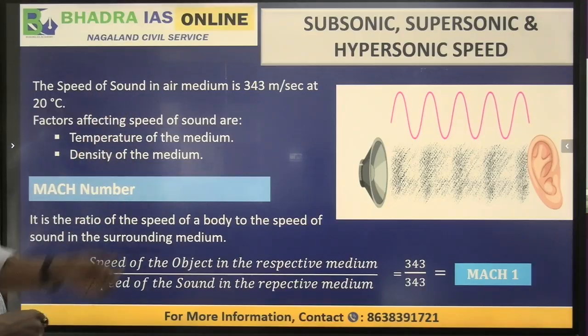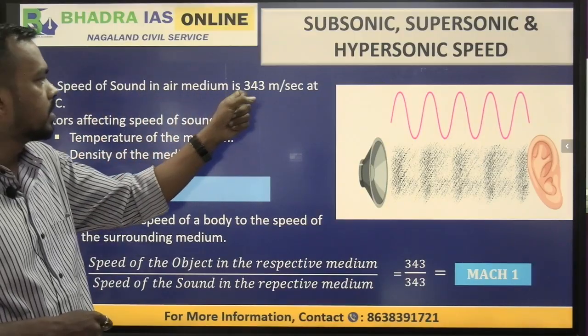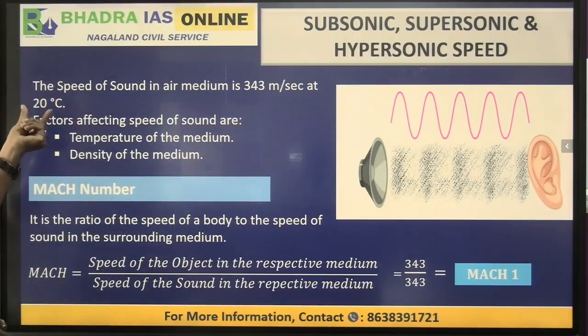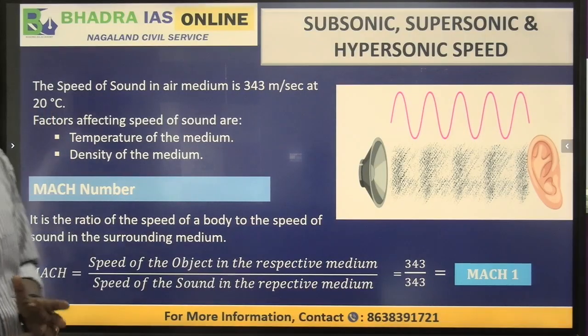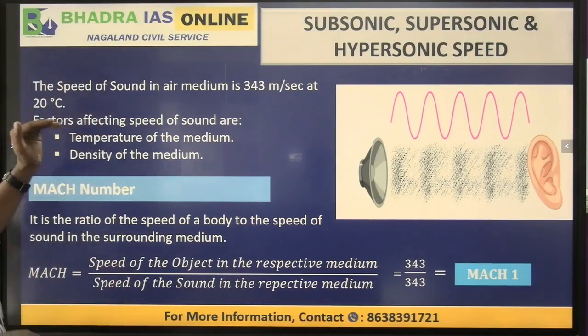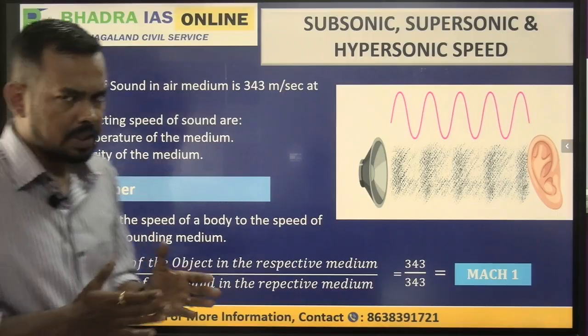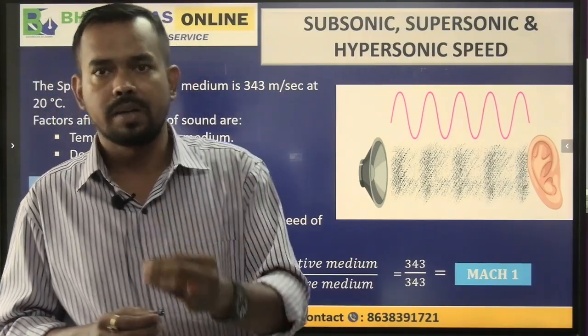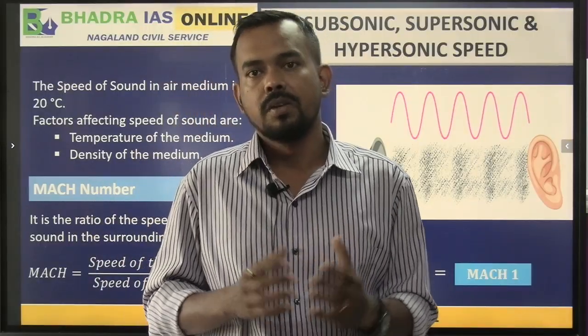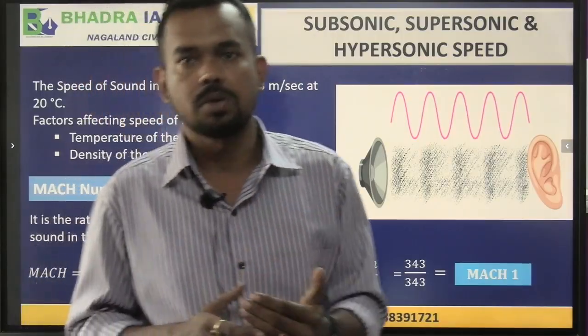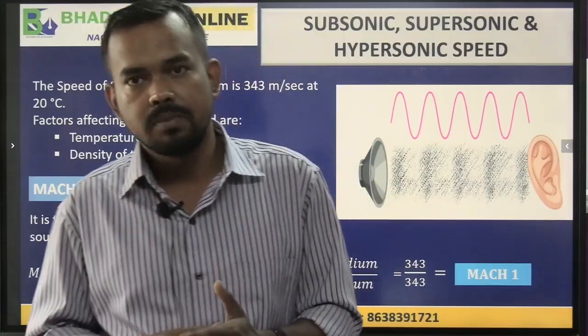We can see here that the speed of sound in the air medium is calculated as 343 meters per second at room temperature, that is 20 degrees Celsius. So we can say that the speed of sound will be affected by two things: the temperature of the medium and the density of the medium. As we already know, sound needs a medium to travel. It is not like light, which does not require any medium. Light can travel in vacuum, in space also, but sound requires a medium to travel.